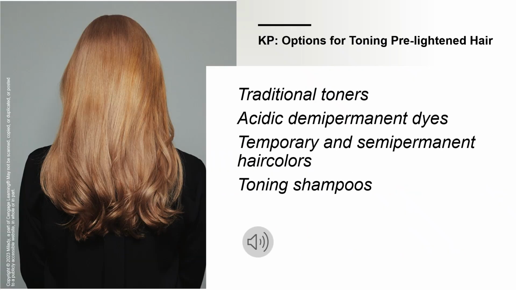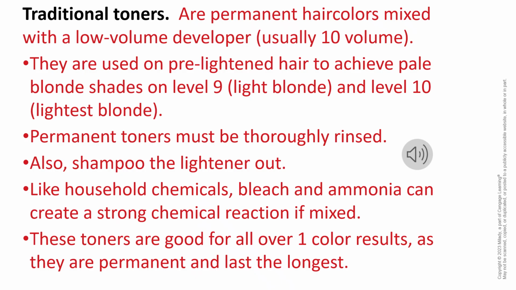Options for toning pre-lightened hair: traditional toners, acid demi-permanent dyes, temporary and semi-permanent hair colors, and toning shampoos. Traditional toners are permanent hair colors mixed with a low-volume developer, usually 10 volume. They are used on pre-lightened hair to achieve pale blonde shades on level 9, light blonde, and level 10, lightest blonde. Permanent toners must be thoroughly rinsed. Also shampoo the lightener out.